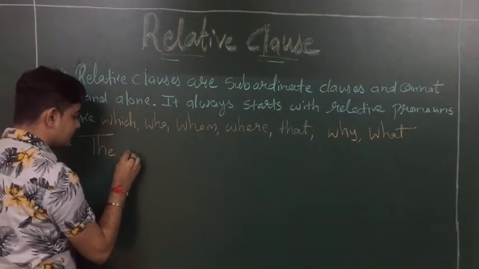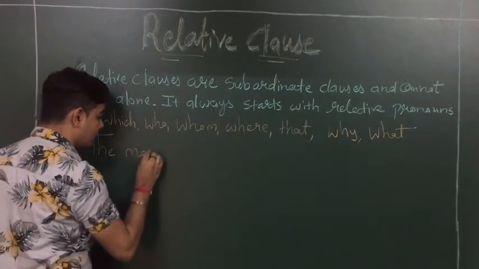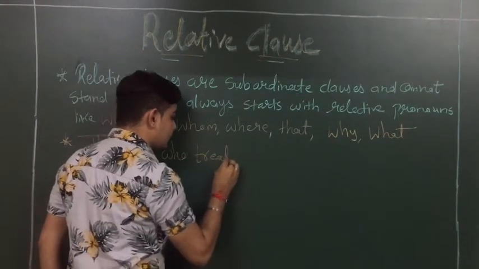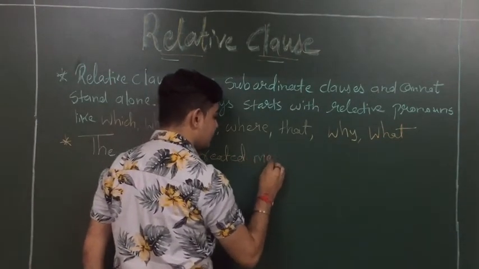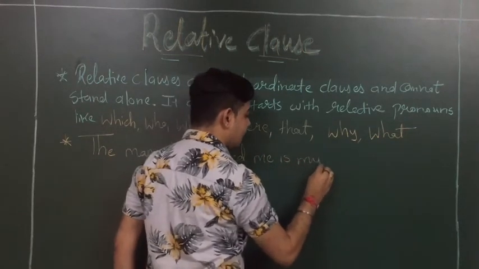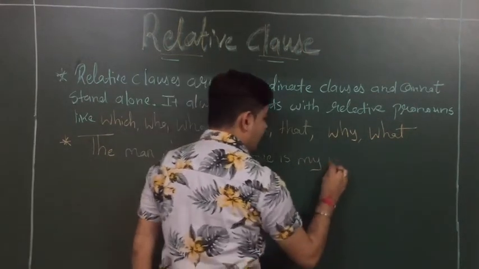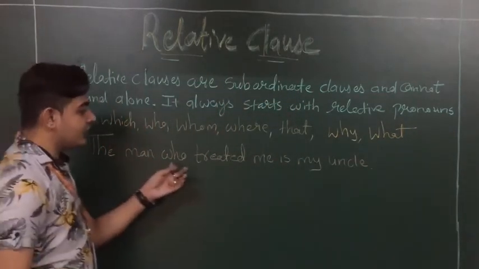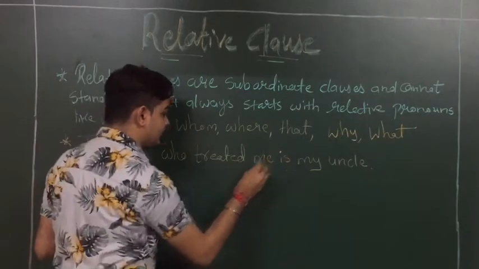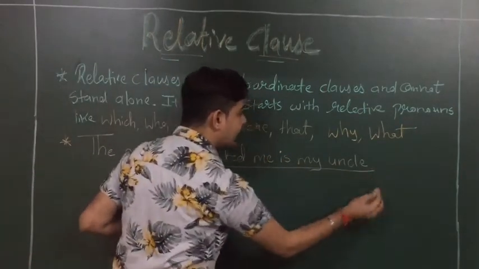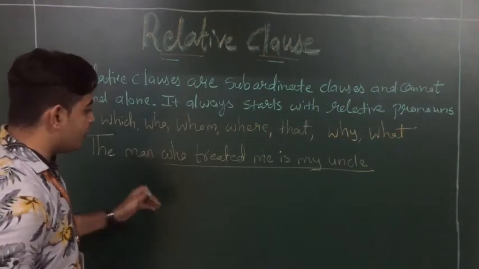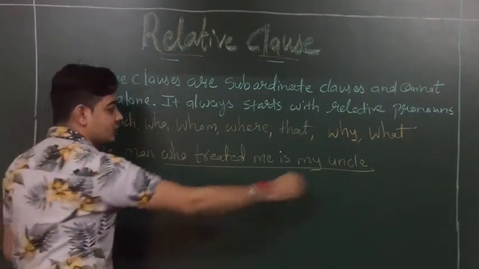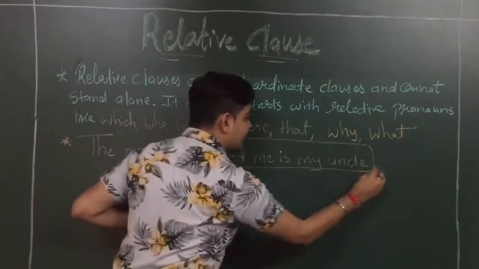The dentist, the man who treated me is my uncle, ठीक है, the man who treated me is my uncle. So this is my relative clause, ठीक है, the man who treated me is my uncle. So this is known as a relative clause.